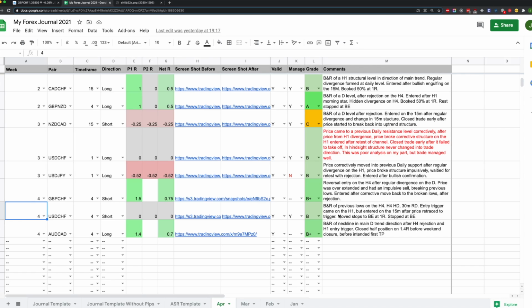The entry trigger came on the 1-hour time frame, but I entered on the 15-minute time frame after price retraced to the trigger point. I think I caught the trade a little bit late, so I just waited for that pullback to the trigger level.